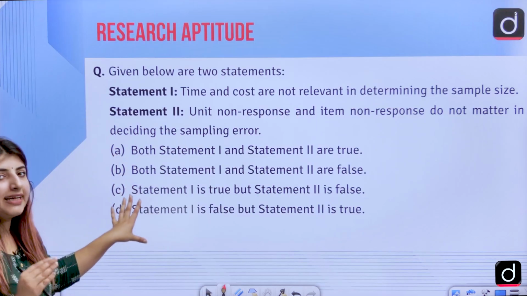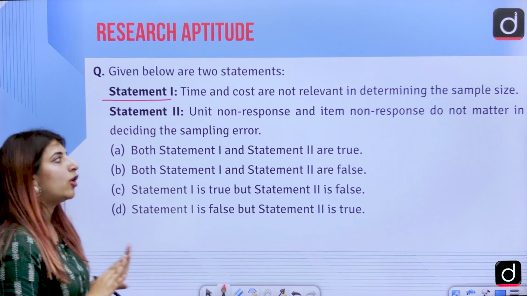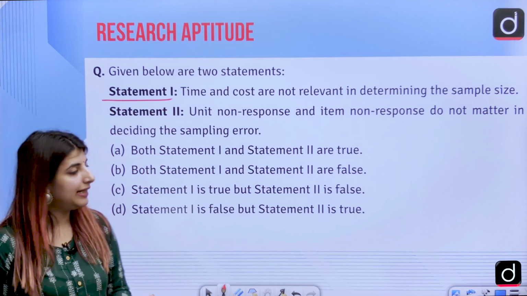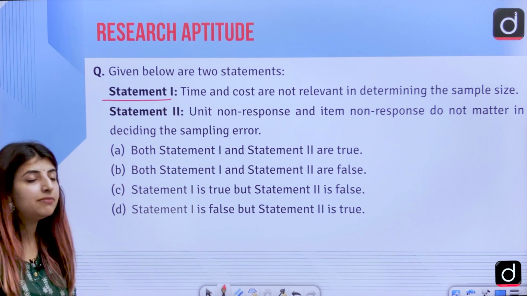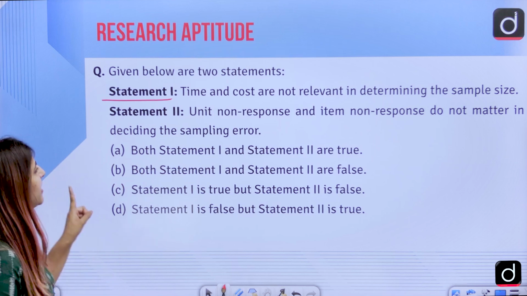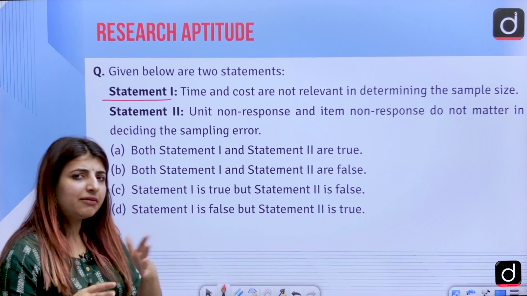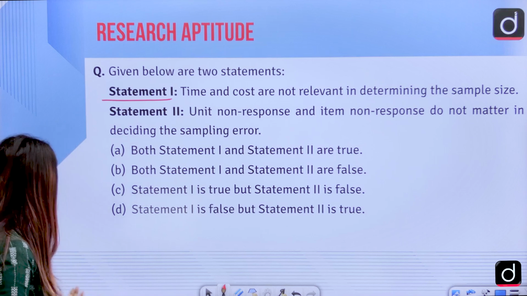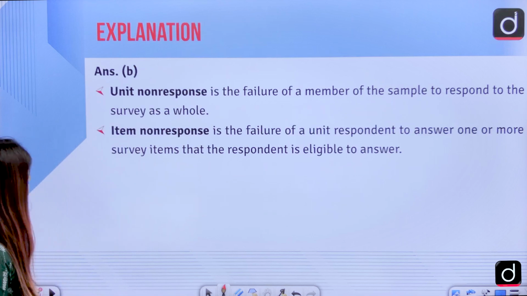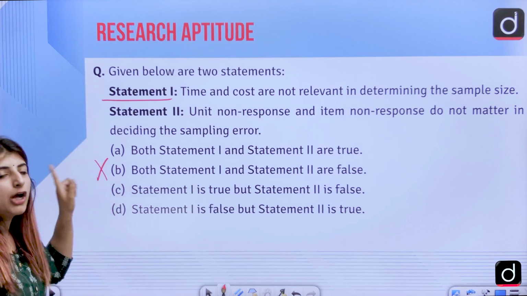The next question is a statement-based question. Statement 1 says, time and cost are not relevant in determining the sample size. Statement 2 says unit non-response and item non-response do not matter in deciding the sampling error. Pause your screens because this is some kind of new question which has been asked in the NET examination. The answer to this question is option B. Both statement 1 and statement 2 are false.